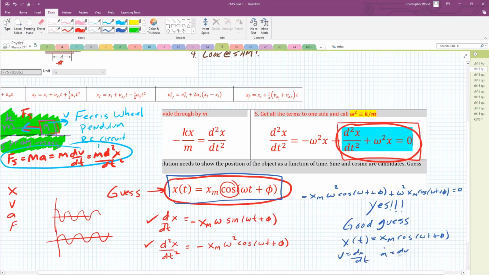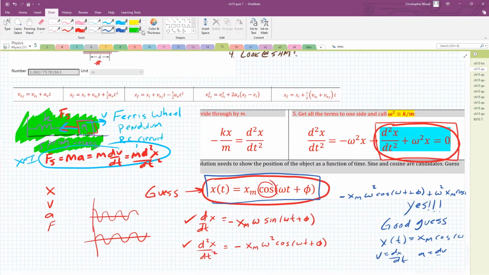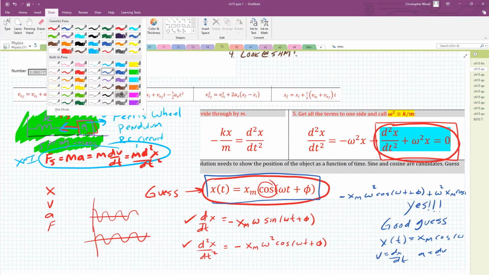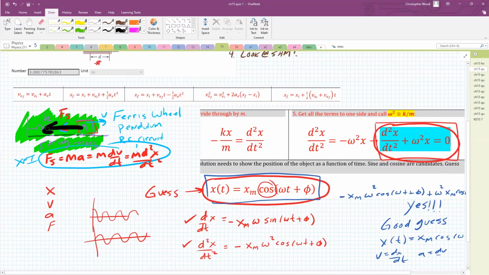But that's enough backstory. I just wanted to go through that and say, using an informed guess that reflects the physical reality of this mass bouncing back and forth. This mass is going to be oscillating back and forth. It's going to go over there and then turn around and come over here and then turn around and go over there. That's an informed guess. So this is what I'm going to take with me for this problem.